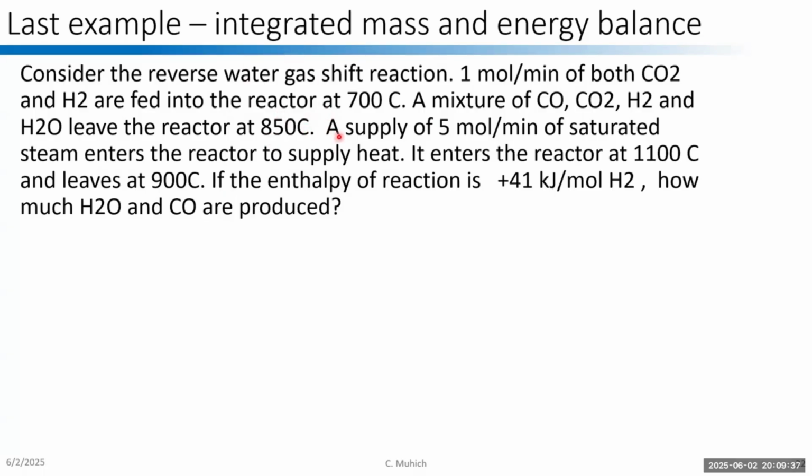To this reactor is supplied, in a secondary heating coil, 5 moles per minute of saturated steam. The saturated steam is going to enter our reactor at 1100 degrees C and leave at 900 degrees C. If the enthalpy of the reaction is plus 41 kilojoules per mole of hydrogen consumed, how much water and CO are produced? Here's our problem statement. It seems quite complex, and that's because it is, but we can tackle this using the information that we've covered already today, as well as what we've covered in the previous 2 lectures.